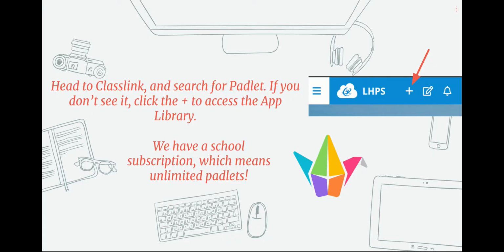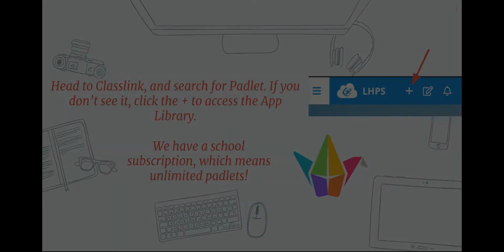So first things first, we have to open Padlet. We actually have a school subscription, which is fantastic. So head to ClassLink and search for Padlet. If you don't see it, you can click the plus button in the upper left-hand corner to access the app library. Then you'll click on the teacher app library and search for Padlet and add it to your ClassLink dashboard. Because we have unlimited access, you can have more than 5 Padlets, which is the free version, and you won't have to reuse them.